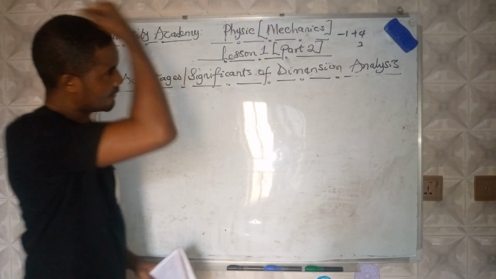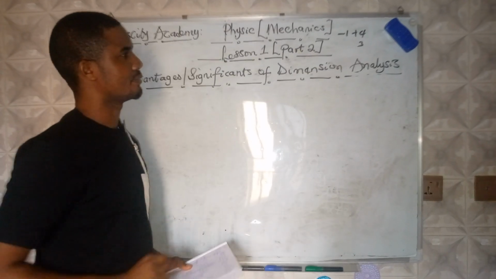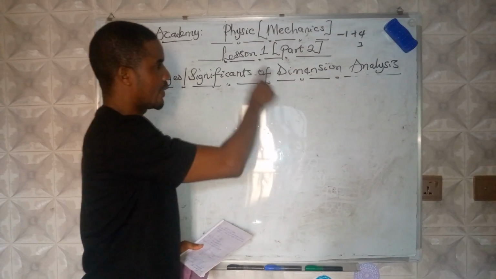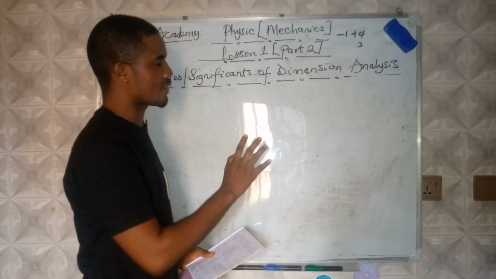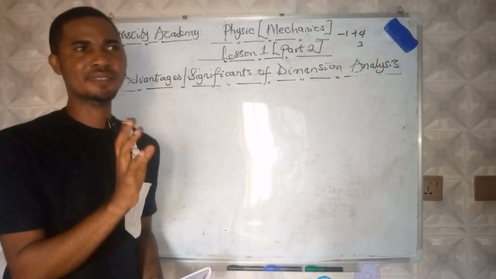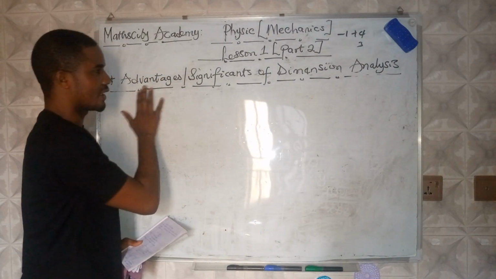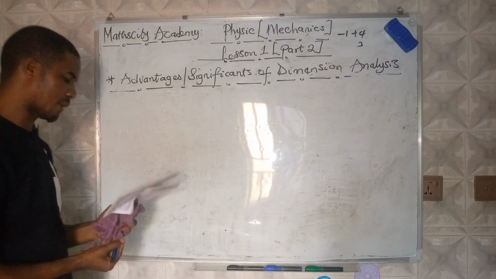We are still in our topic, physics, under mechanics. We are still in lesson 1, but this time around we are in lesson 1 part 2. In lesson 1, we are treating dimension analysis. In part 1, I introduced dimension analysis and gave some vital information about it. Now we are going to be talking about the advantage, or you call it the significance, of dimension analysis. So we go straight to the point.